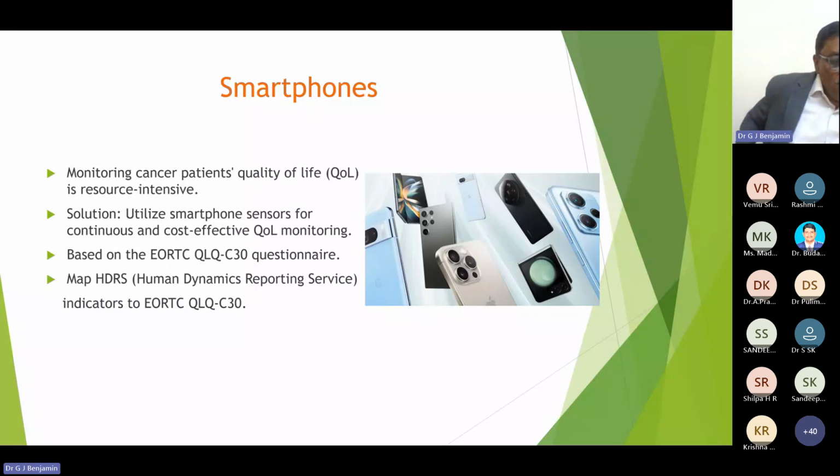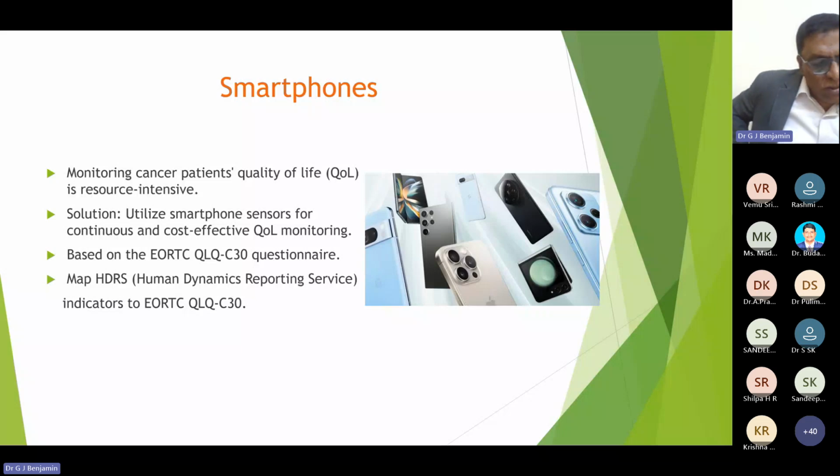Smartphones. Monitoring cancer patients' quality of life is resource intensive. Can you understand that if a patient is in a village, for him to travel, come to the city, and get himself evaluated by a doctor is going to cost him? Or they should employ a place where the doctor goes, and a lot of money is invested. If people have these monitoring devices for quality of life, it can be very easy to get the data.